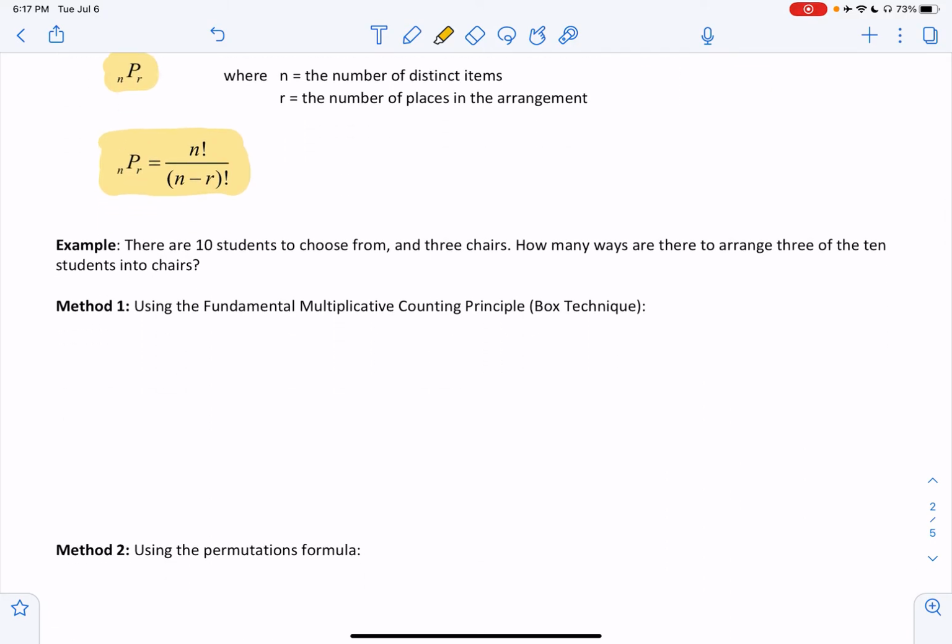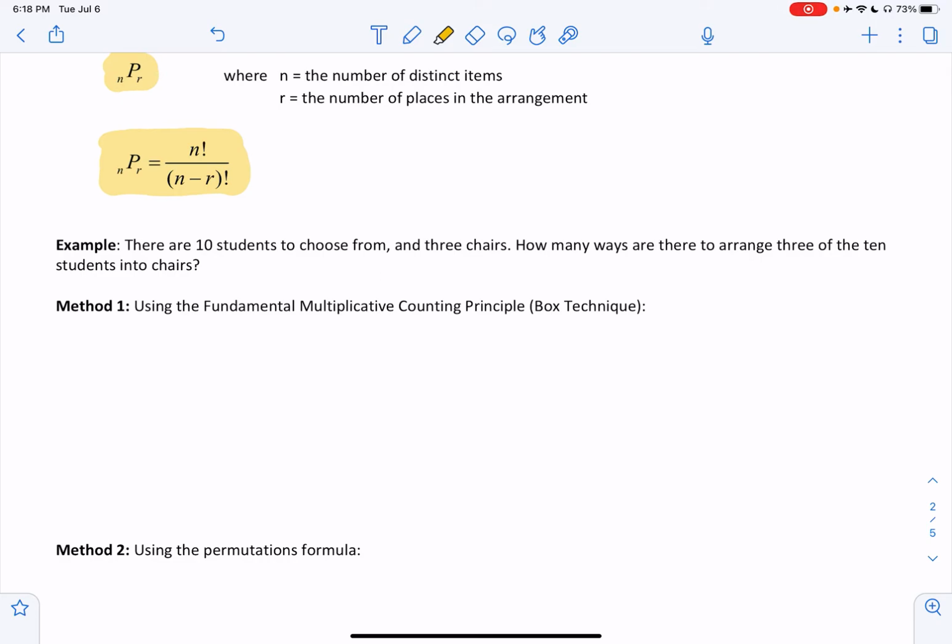So for this first example, we have 10 students to choose from and 3 different chairs. How many ways are there to arrange 3 of the 10 students in the chairs? Firstly, we want to determine, does order matter here? Is this a permutation? So if we have student A sitting in chair 1, student B, then student C, that is absolutely a different arrangement than student C, student B, student A, right? Those are two different things. Therefore, order does matter, and this is a permutation.